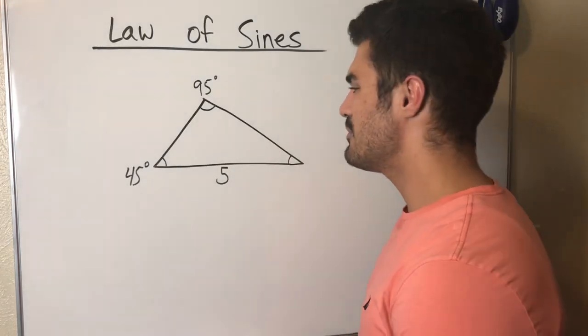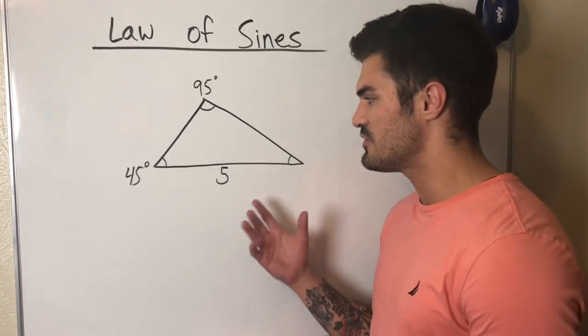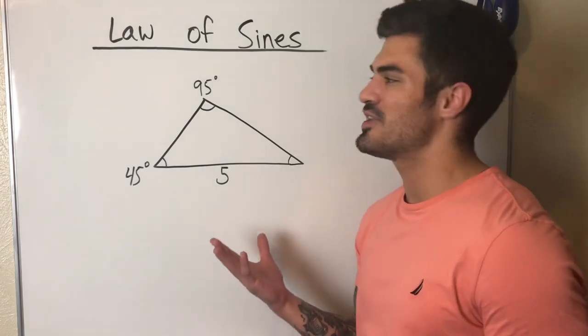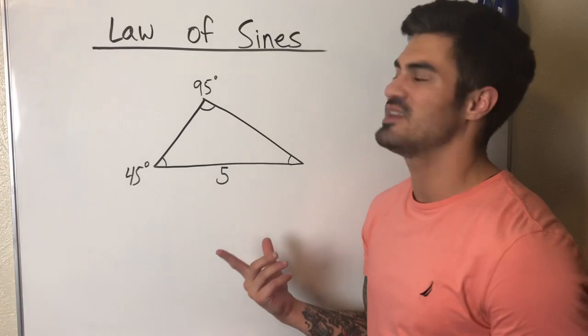All right, let's go ahead and do an example. We're going to solve this triangle. And just a reminder, what it means to solve a triangle is just to find the length of all three sides and to find the value of all three angles, right? So for this example, we're going to find these two missing sides and this one missing angle.